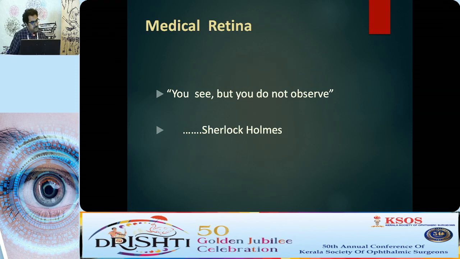So this is a famous saying by Sherlock Holmes: you see but you do not observe. He always tells Watson, whenever he is able to deduce a lot of things from a crime scene, and Watson says, I am also saying the same thing, how do you understand? So he says, you see but you do not observe. That's something he commonly says.